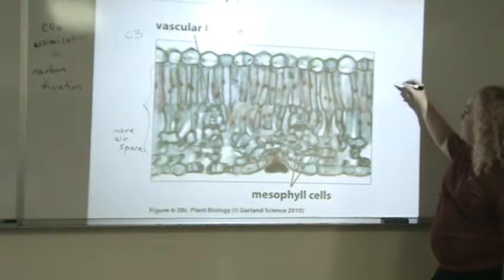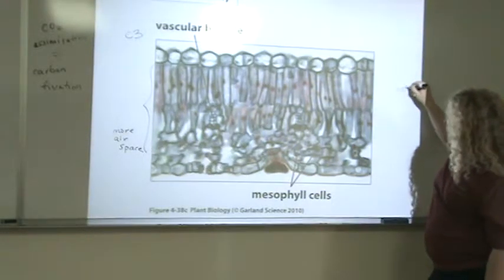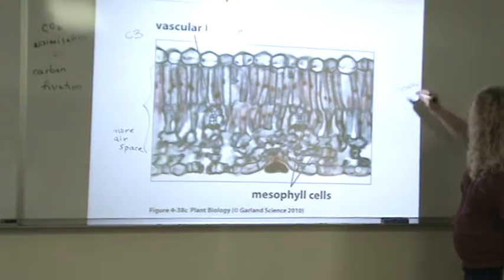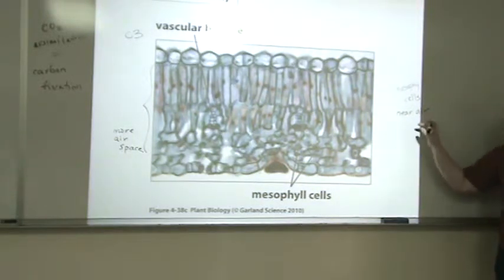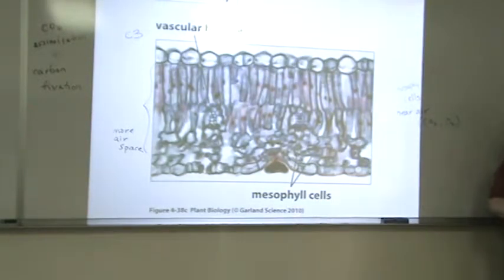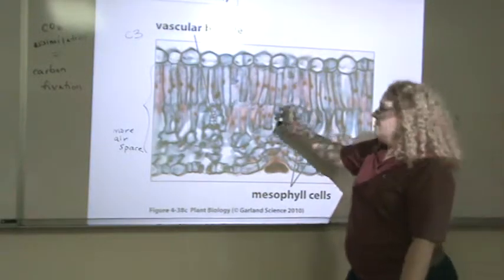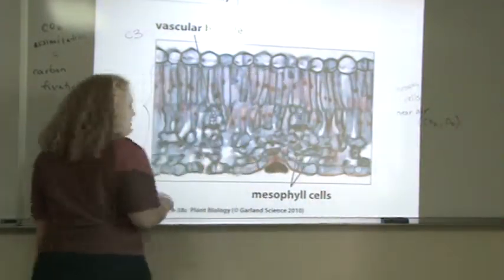So in the C3 leaf, the mesophyll cells are near the air. And when they're near the air, they are near to CO2 and oxygen, both. And the vascular bundles are kind of dispersed throughout.